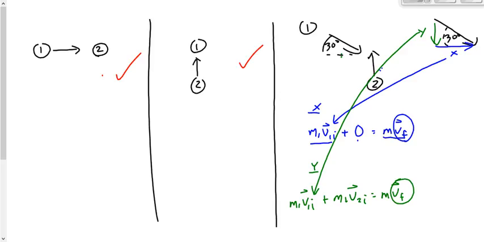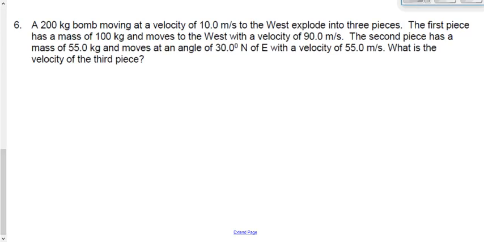All right. We had a number of questions for homework over the break. It was from worksheet number 4. We had questions 4 to 8, 4, 5, 6, 7, and 8. We're going to take a look at two questions from worksheet number 4, questions 6 and 7, starting with question number 6. Number 6 is a 200 kilogram bomb moving at a velocity of 10 meters per second to the west, exploding into three pieces.